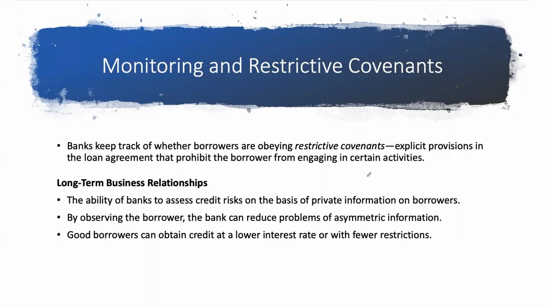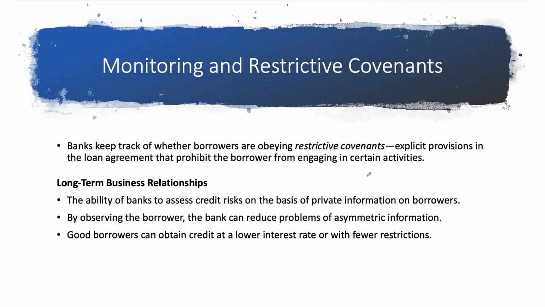Right. So another way that banks keep track of credit risk is by imposing restrictive covenants into their loan contracts, right? It bars people who borrow money and who have loan contracts with the commercial bank from engaging in certain activities, right? So again, all of this comes down to this notion of asymmetric information, right?